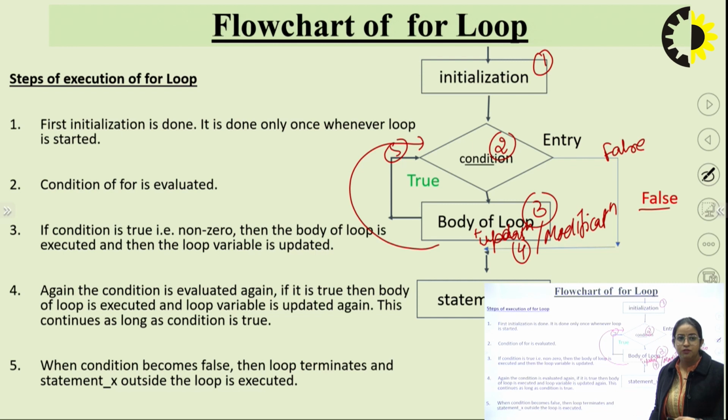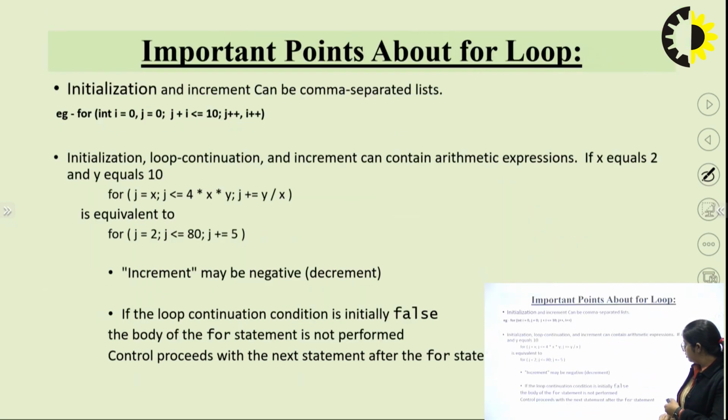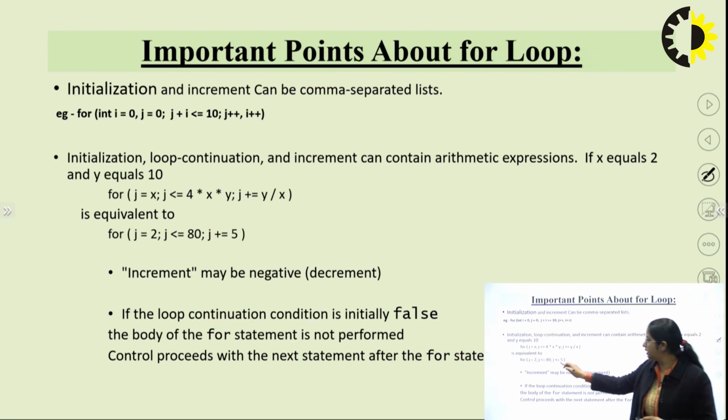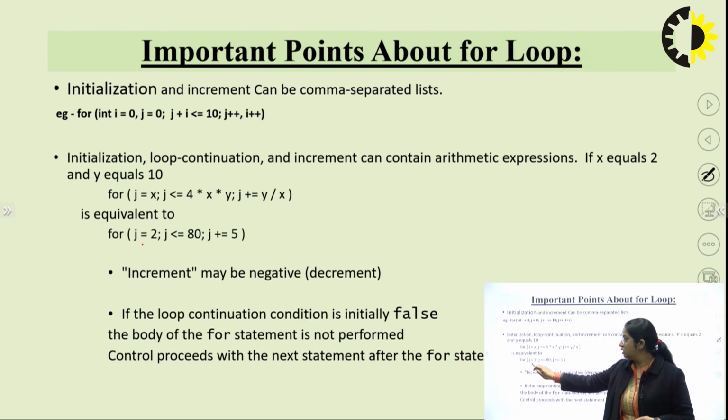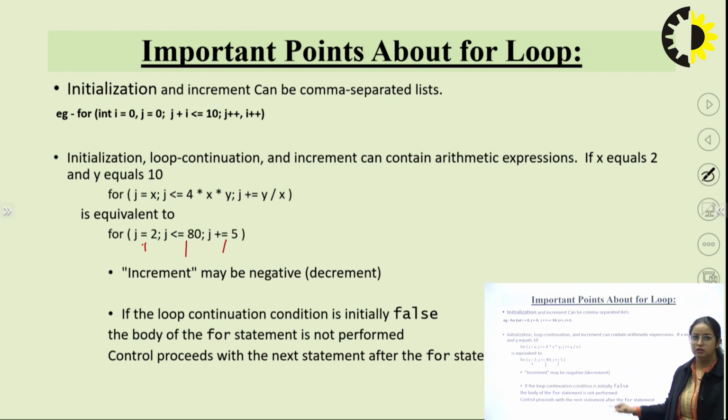But what is the difference between the while and the for loop? The difference is in the syntax. In the while loop we use the initialization in the first step, then we give the condition, then we execute the body of the loop. But what happens in the for loop? In a single statement, we use initialization, then condition check, and then the updation. So this is the for loop.